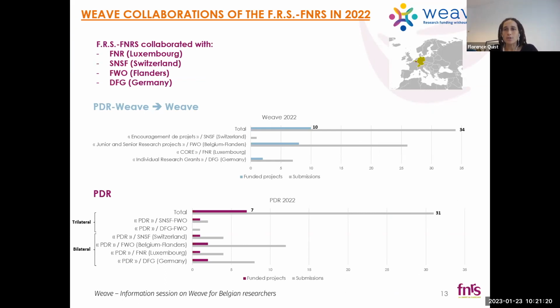Concerning our WEAVE project, when people from the French-speaking community submitted proposals outside of the FNRS to another lead agency, we had 34 proposals submitted to other lead agencies, and a total of 10 were funded. So a good success rate. And in our PDR call, similarly, we had 31 proposals submitted. As you can see, some were actually trilateral, so between Switzerland and Flanders, and between Germany and Flanders. But we had 31 submitted proposals and a total of 7 funded.